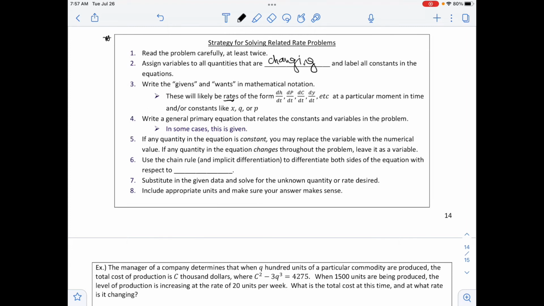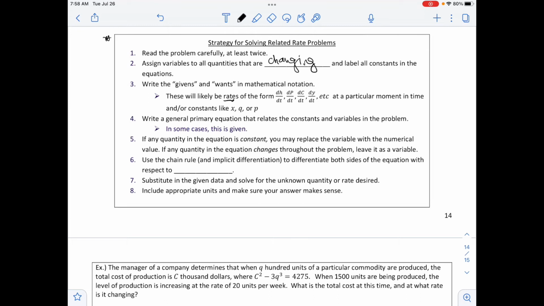Four says to write a general primary equation that relates the constants and variables to the problem. In some cases, this is given. Other ones, it might be like a geometric formula or an economic formula, such as profit equals revenue minus cost. But other times it will be given to you. Five says if any quantity in the equation is constant, you may replace that variable with a numerical value. If any quantity in the equation changes throughout the problem, leave it as a variable.